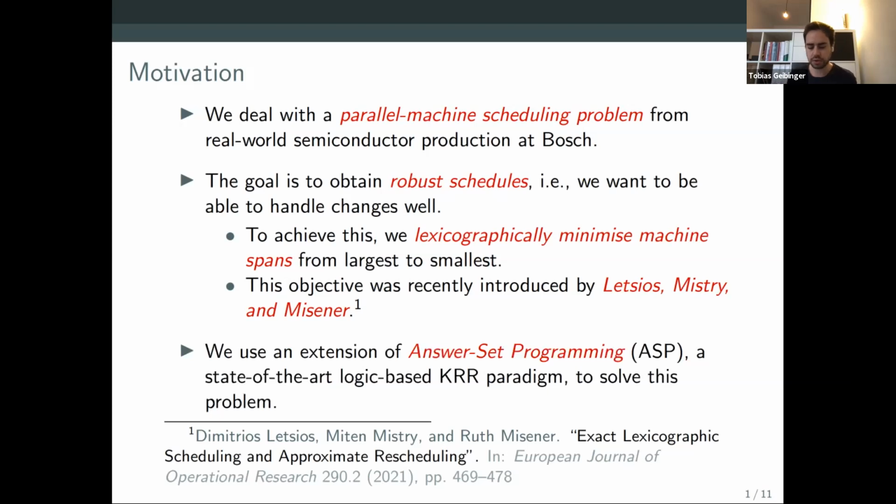Now, what we use as our solution approach is answer set programming, which, as I think most or all of you know, is a state-of-the-art logic-based KRR paradigm. And in particular, we use an extension of answer set programming, where we additionally have a theory, namely difference logic.